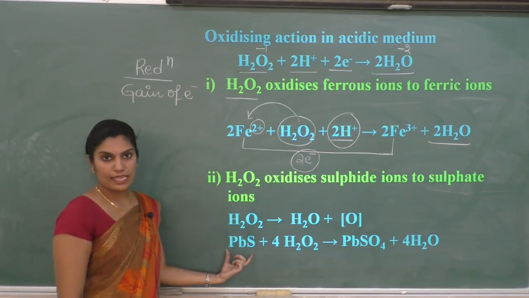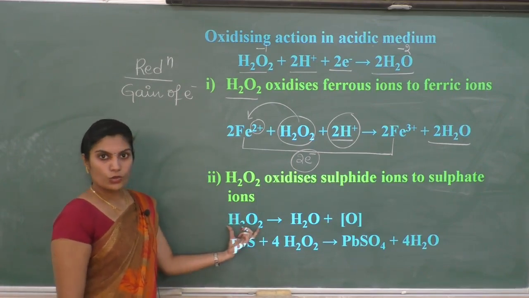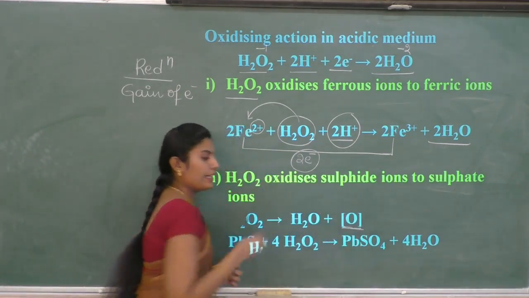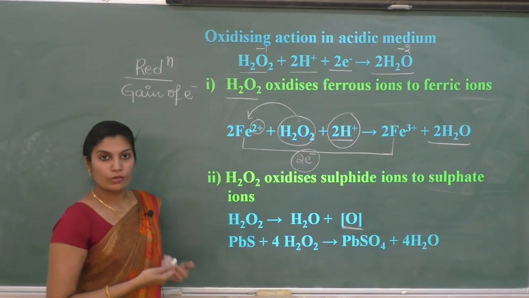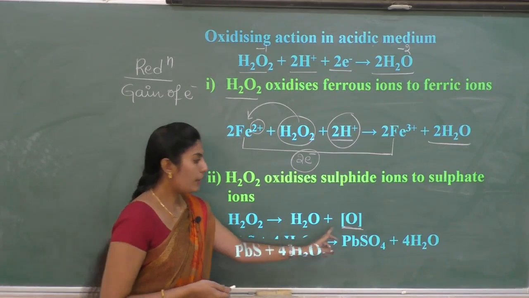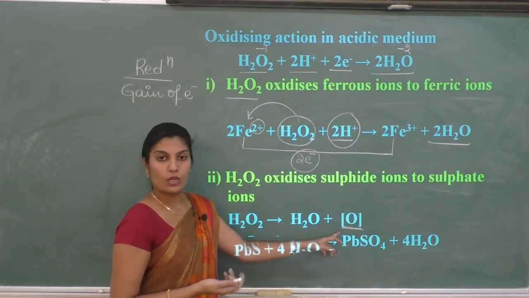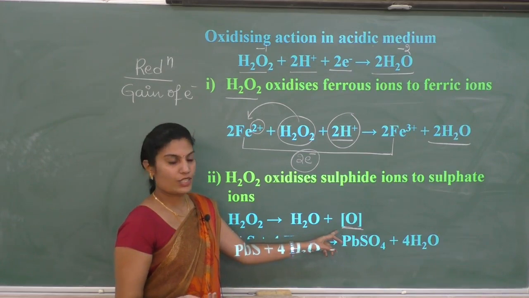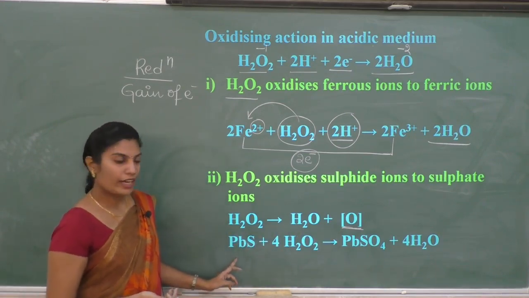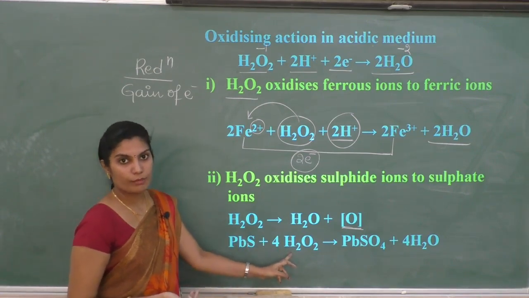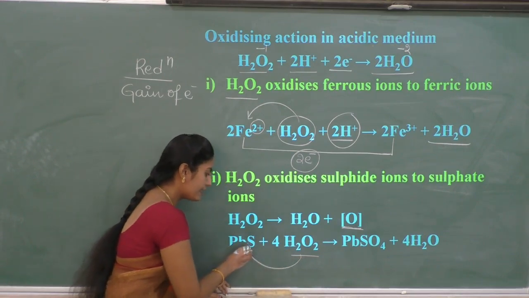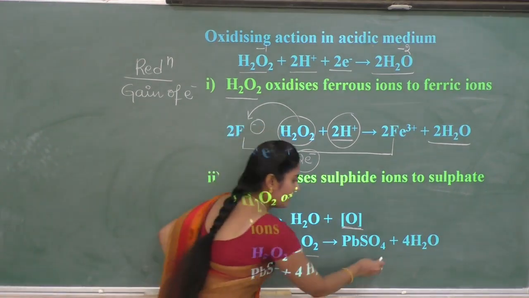Next, in this case, H2O2 oxidizes sulfide ions to sulfate ion. If you consider this example, H2O2 gives nascent oxygen. It is going to reduce to form nascent oxygen. H2O2 is reduced to water by the loss of the oxygen. Loss of oxygen is nothing but a reduction, isn't it? This lead sulfide, when it reacts with hydrogen peroxide, H2O2 oxidizes lead sulfide to lead sulfate.